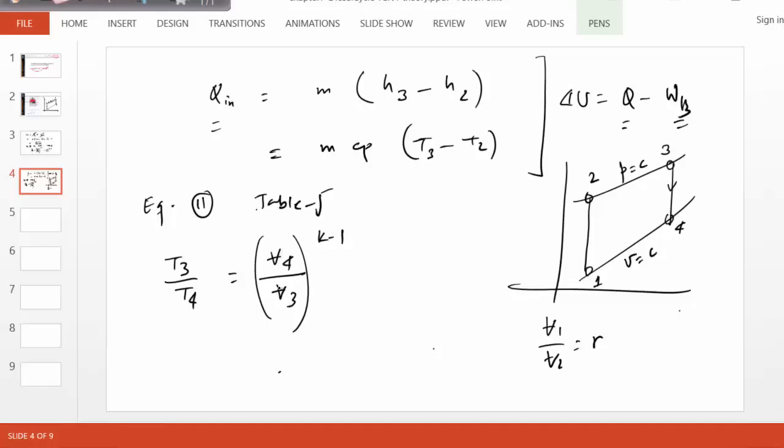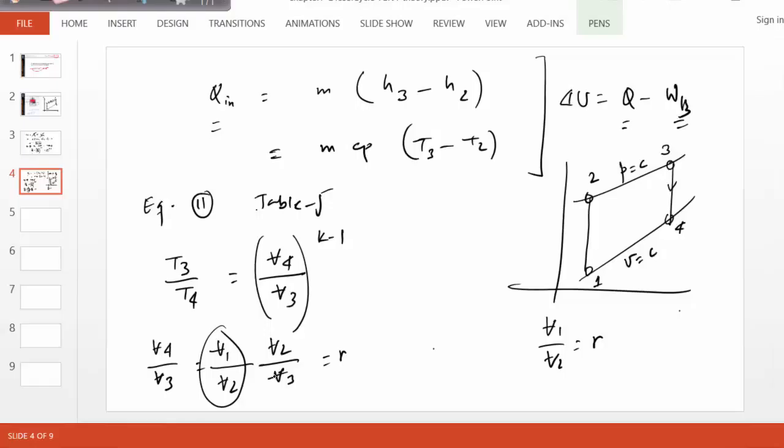So what is V4 over V3? V4 over V3 equals, V4 is the same as V1, so we can write this like this, and V1 over V2 we divided and multiplied by V2. V1 over V2 is R, and what is V2 over V3?